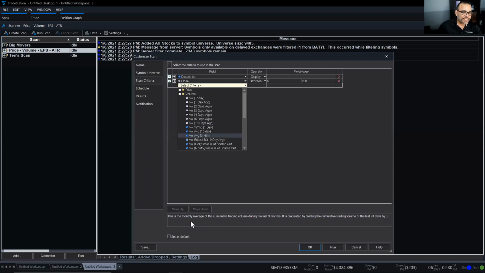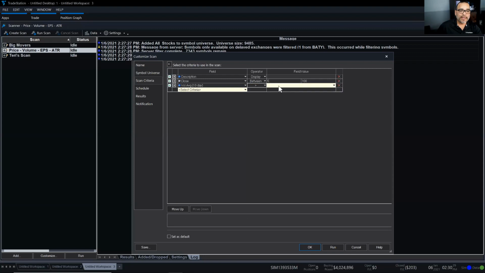It says down here, this is the moving average of the cumulative trading volume during the last 3 months. It's calculated by dividing the cumulative trading volume of the last 91 days by 3. So this is a monthly average, which is not what I want. I want a daily average. I want to use this one that says volume average 10-day, which is the volume average for the past 10 days. And I want that to be greater than 1 million. At least 1 million shares traded a day.